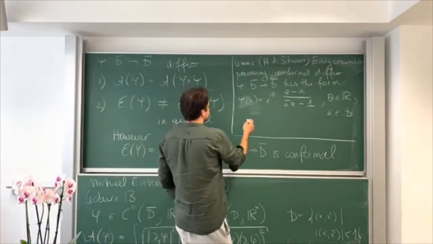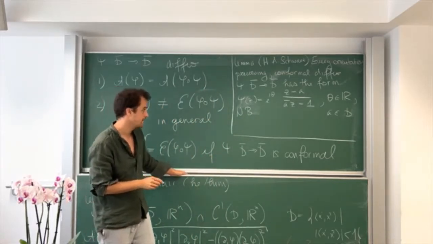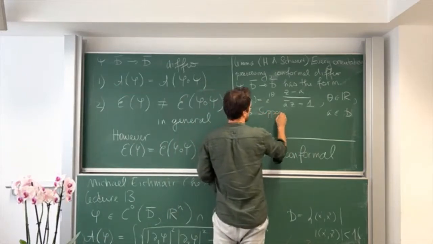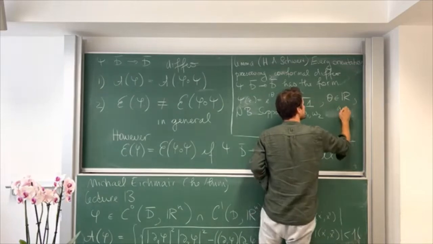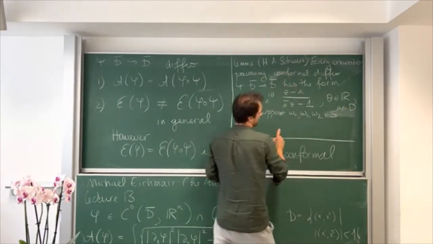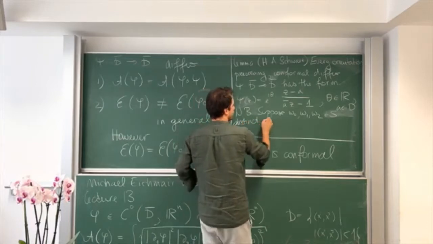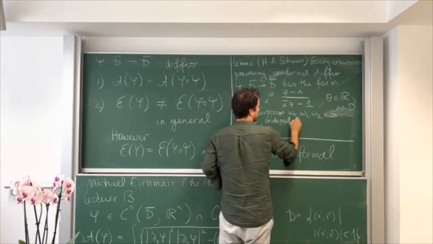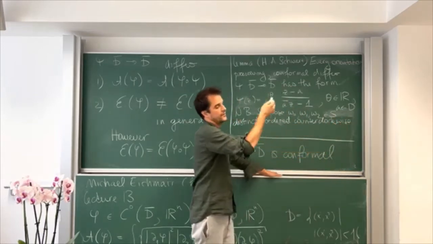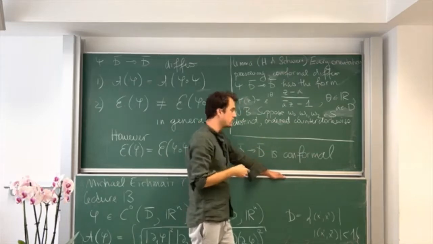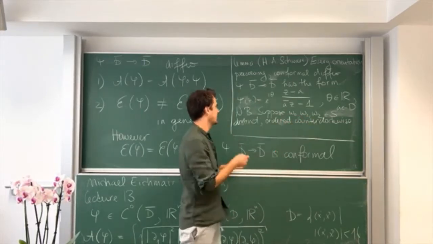There is a remark that will be useful later. So suppose that W0, W1 and W2 are distinct elements of the unit circle, and ordered counterclockwise. So we are traversing the circle with its usual orientation, starting at W0. I first meet W0, I first meet W1, and then I meet W2.